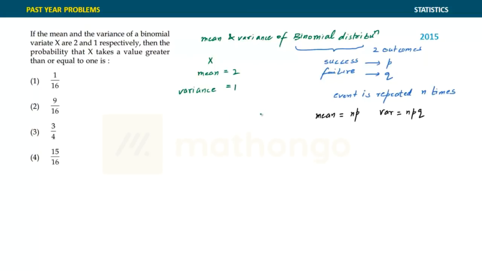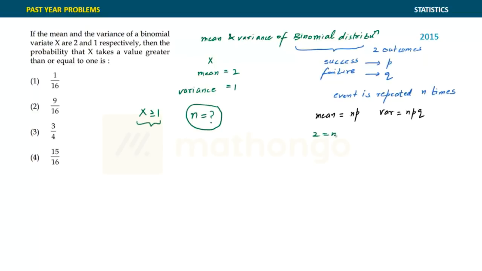So now let's start with the question. It says then the possible probability that x takes a value greater or equal to 1. Okay, so that means the random variable takes a value x greater than or equal to 1. You need to find that probability. So for that, we need to figure out how many times the event is occurring, right? What is the value of n, right? Then only we can say how many chances of successes are there, right?